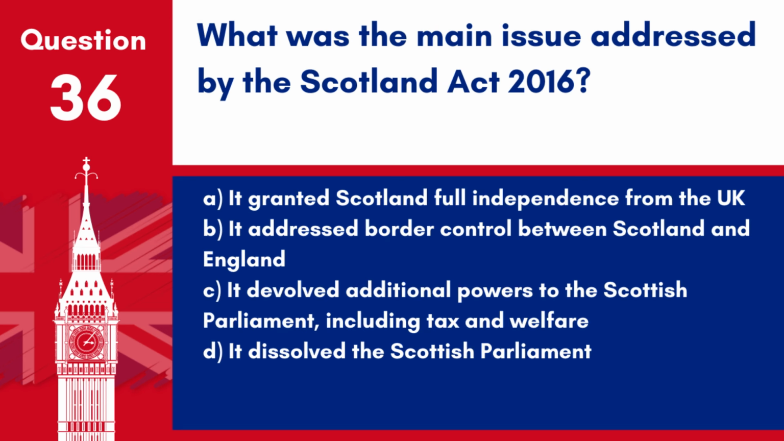Question 36. What was the main issue addressed by the Scotland Act 2016? A. It granted Scotland full independence from the UK. B. It addressed border control between Scotland and England. C. It devolved additional powers to the Scottish Parliament, including tax and welfare. D. It dissolved the Scottish Parliament.